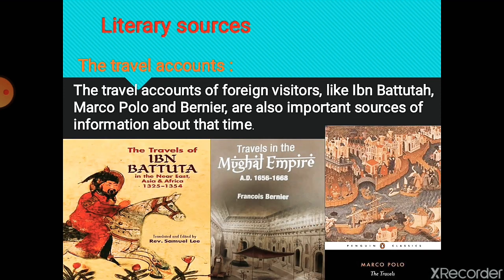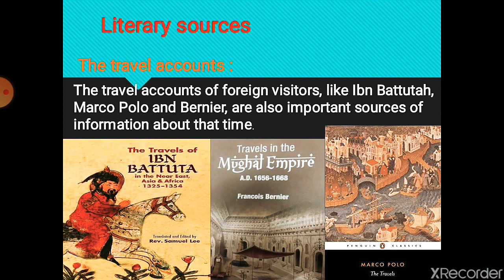Next we have travel accounts. During the medieval period, many foreign kings, or we can say kings from European nations, encouraged their sailors to go and collect information about India, because during that time India was a wealthy nation. It was very famous throughout the world.